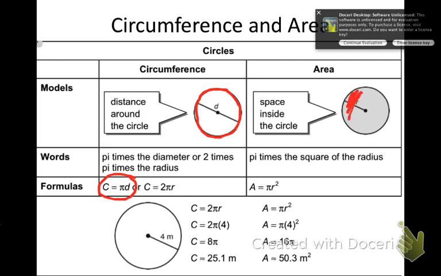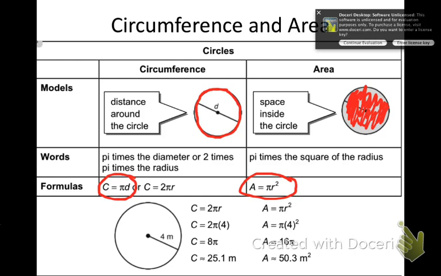Area is the space inside the circle. So it's all this space right on the inside. And yes, as you can tell, I cannot stand the lines. I'm sorry, I was not a good colorer back in the day. But the area there would be A equals pi times the radius squared.